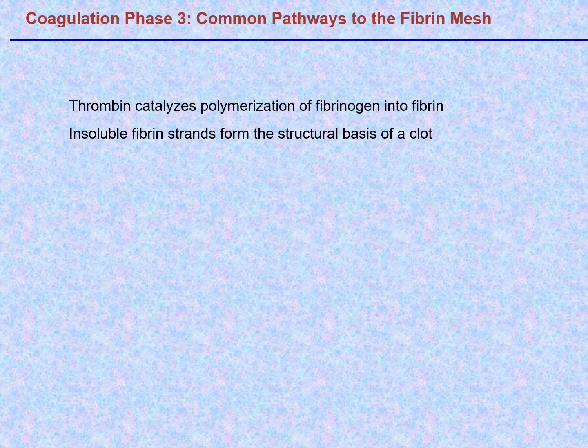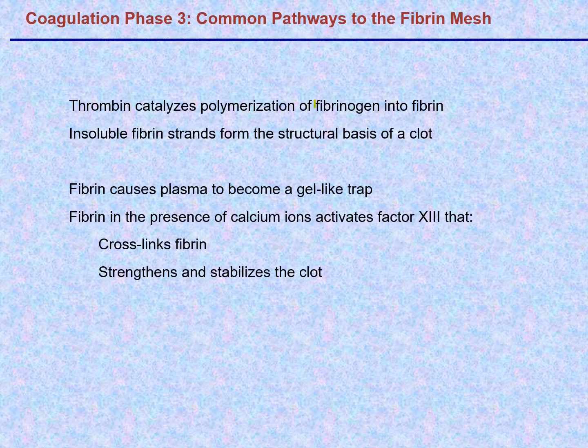And phase 3 is thrombin acting on fibrinogen to form fibrin. These insoluble strands of fibrin form the structural basis of the clot, and they do form a trap. It's quite good, but they are reinforced and strengthened by the action of factor 8. Okay, so fibrin in the presence of calcium will activate 8, and that helps cross-link the fibrin strands, strengthens and stabilizes the clot. Factor 8 is extremely important.